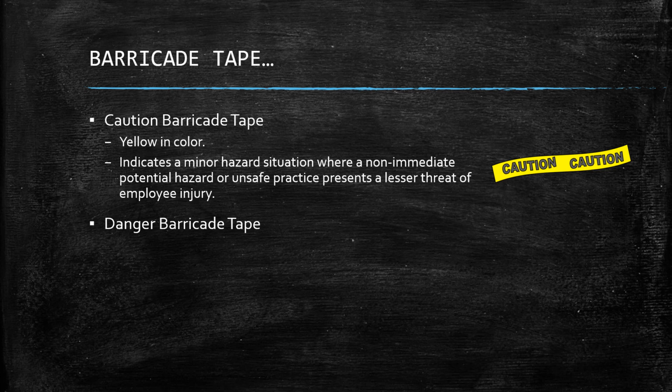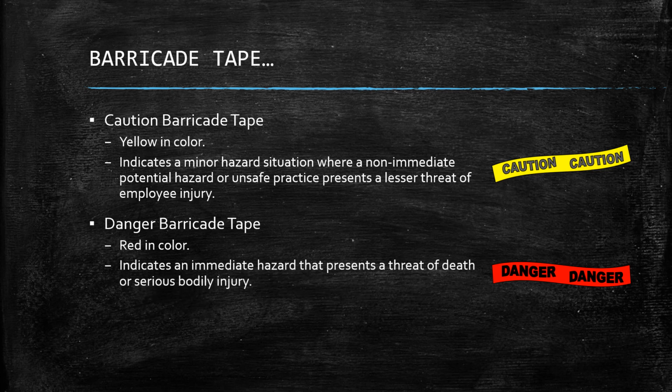The second is danger barricade tape. This tape is red in color. It indicates an immediate hazard that presents a threat of death or serious bodily injury. Examples of using this may include, there is an open electrical box where a qualified individual is working on live electricity or a faulty light.